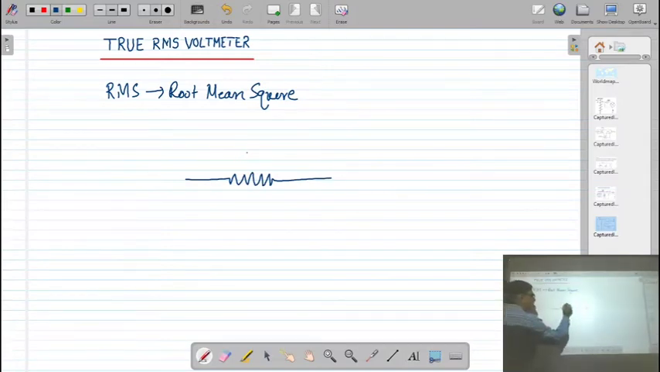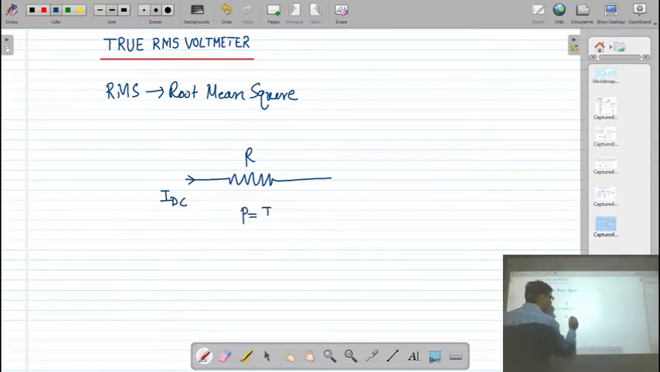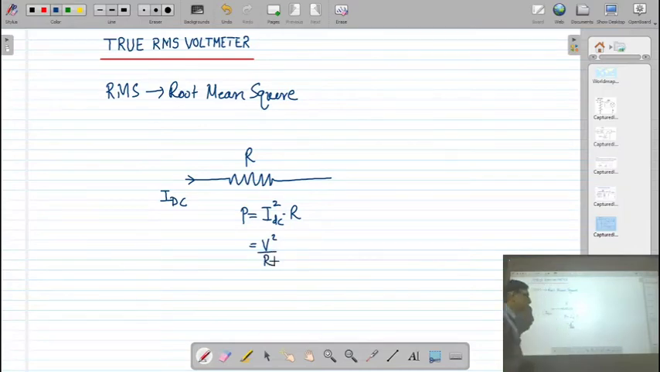Correct? This is a resistance R. If we pass a DC current, remember, here first of all I am passing a DC current. Due to this DC current, there will be some power dissipation. This power dissipation will be equal to I square DC into R, or we can also write V square by R. Using this formula, we can calculate the power dissipation.